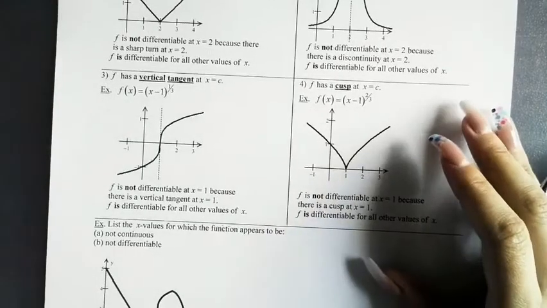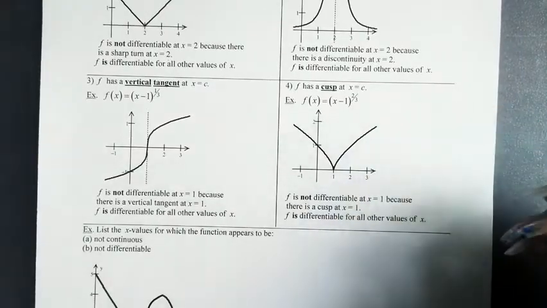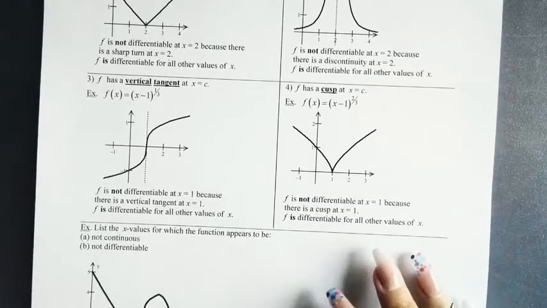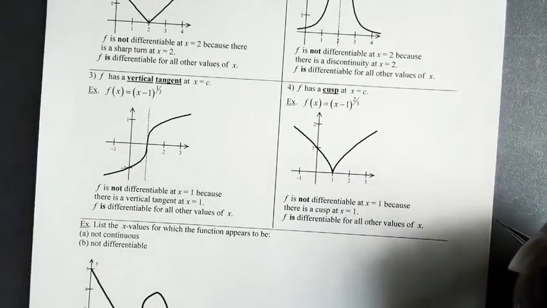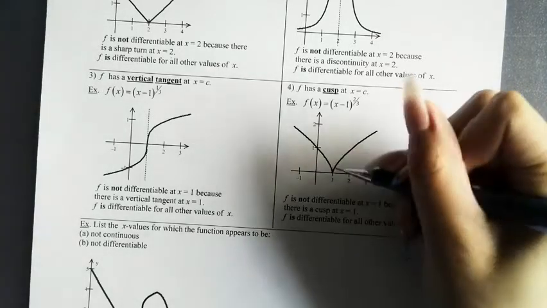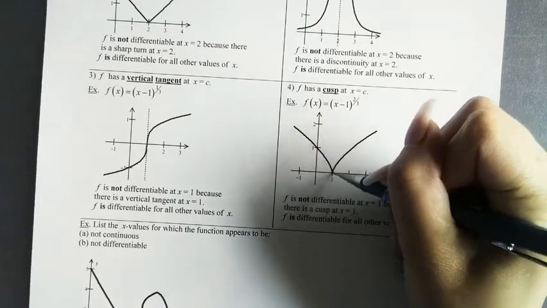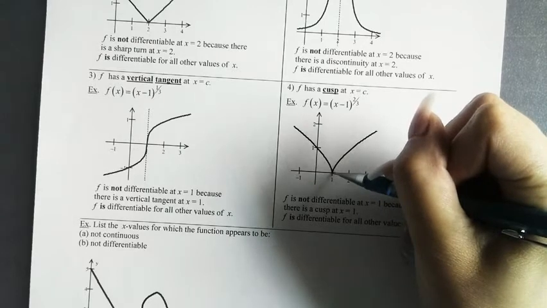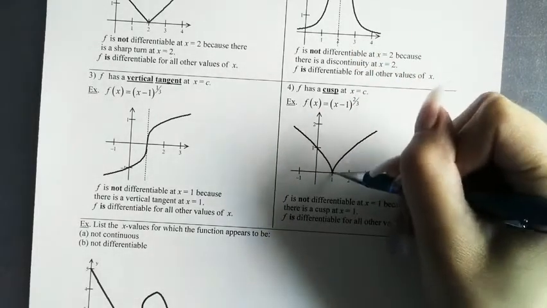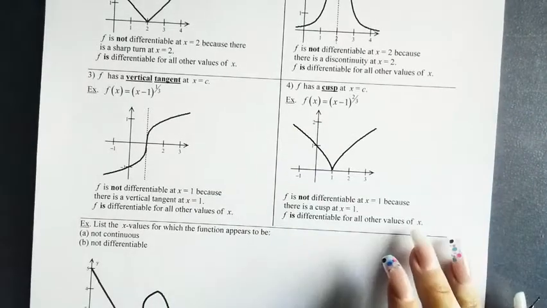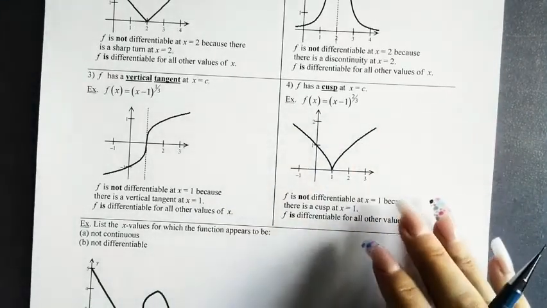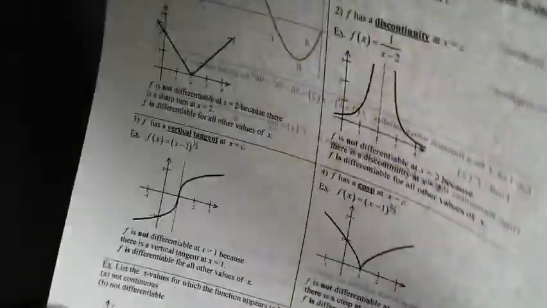Another one that is pretty common to see is when f has a cusp at x equals c. Let's analyze this graph: f of x is equal to (x minus 1) to the power of 2/3. What's happening here is you have a cusp at x equals 1. Because there's this cusp, it's not going to be differentiable. Again, it's differentiable all the way, but not at x equals 1. Hopefully this helps you to graphically understand differentiability.